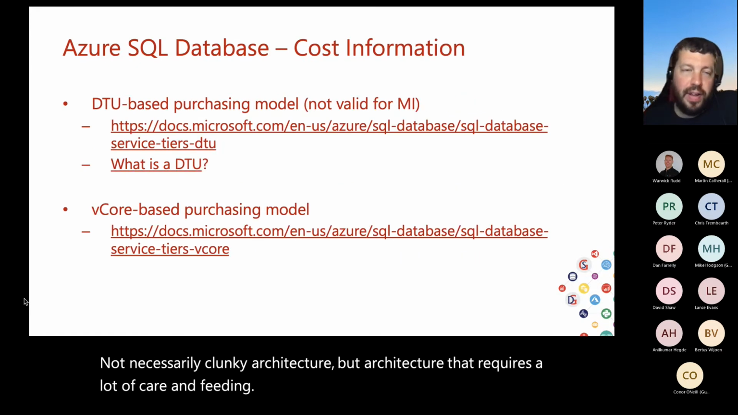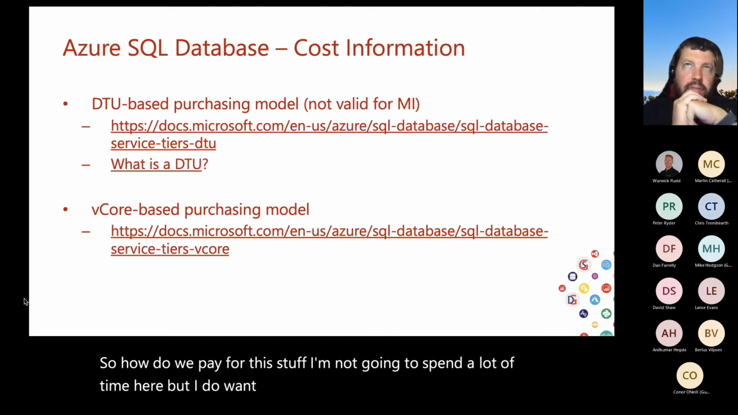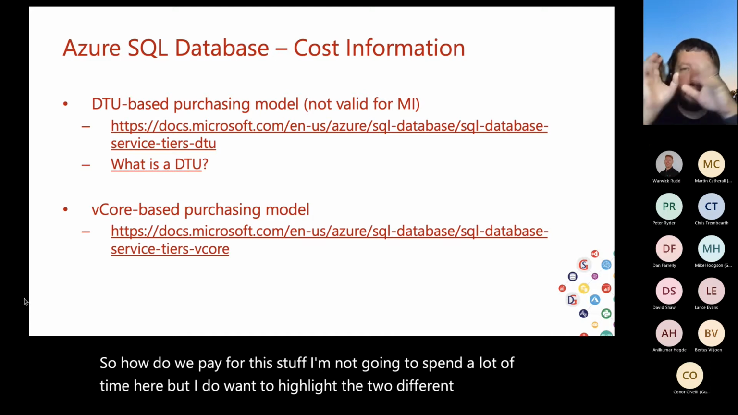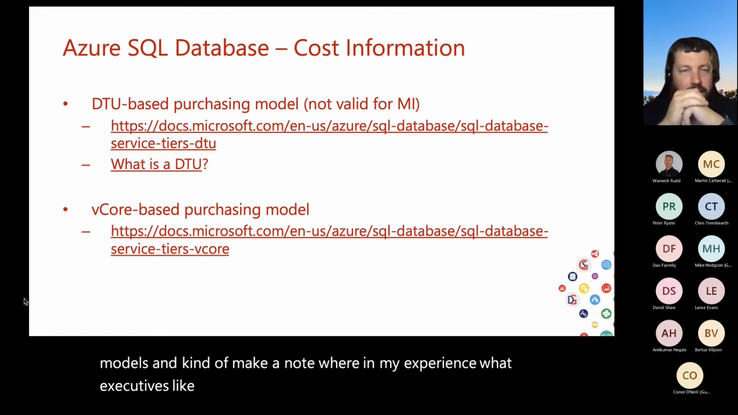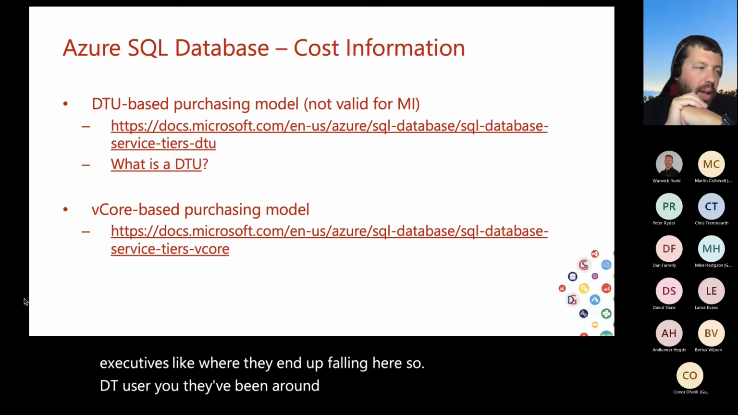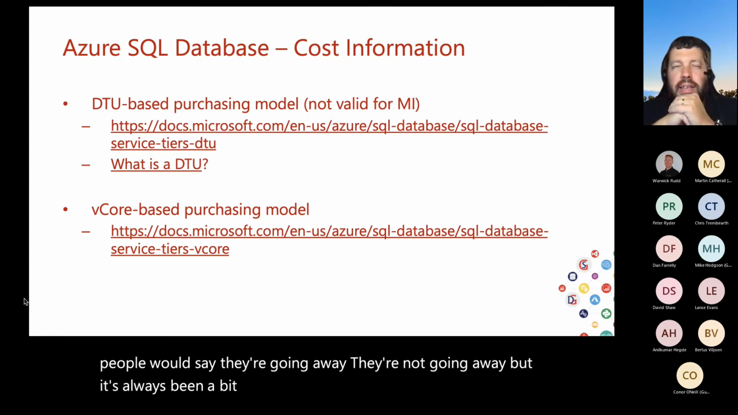So how do we pay for this stuff? I'm not going to spend a lot of time here, but I do want to highlight the 2 different purchasing models and make a note of where, in my experience, executives end up falling here. DTUs have been around longer. Some people would say they're going away. They're not going away. But it's always been a bit complicated to understand: what is a DTU?